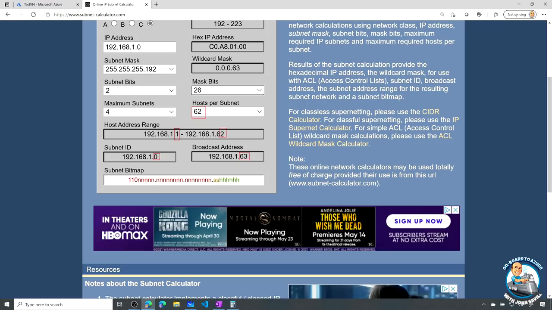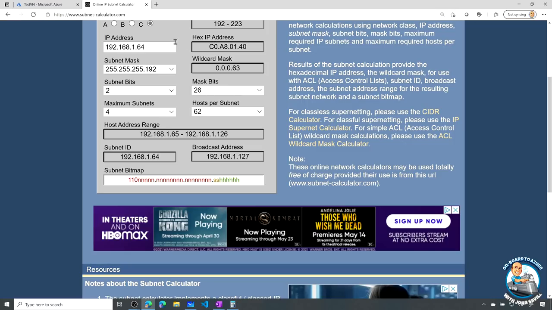So the next network we could use would start from 64. Remember, all zeros is the subnet ID, so we can't use that. The usable addresses are 65 through to 126. Again, in Azure it would steal 65, 66, and 67, so 68 would be the first usable address.